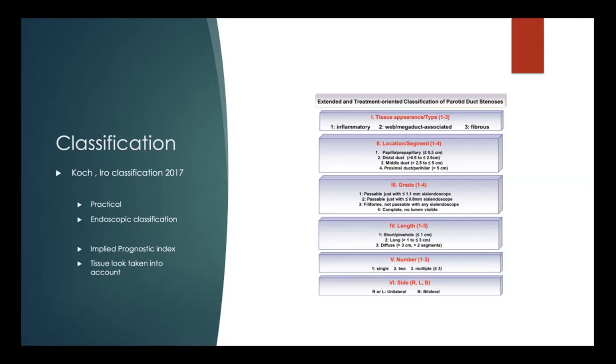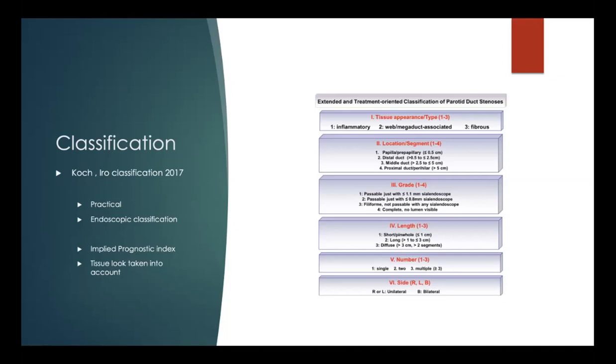Your second criterion was your location. So we have a papilla, distal, middle, and a proximal duct. As you go proximal, the lower are your chances of completely curing the patient. Your grade of stenosis is similar to your tracheal stenosis again. However, we've tried to delineate it with the size of endoscopes. In complete or filiform strictures, you really can't dilate that much, because your endoscope is basically just going to have its own limitations. Your length of strictures was the next, and your number and your side.